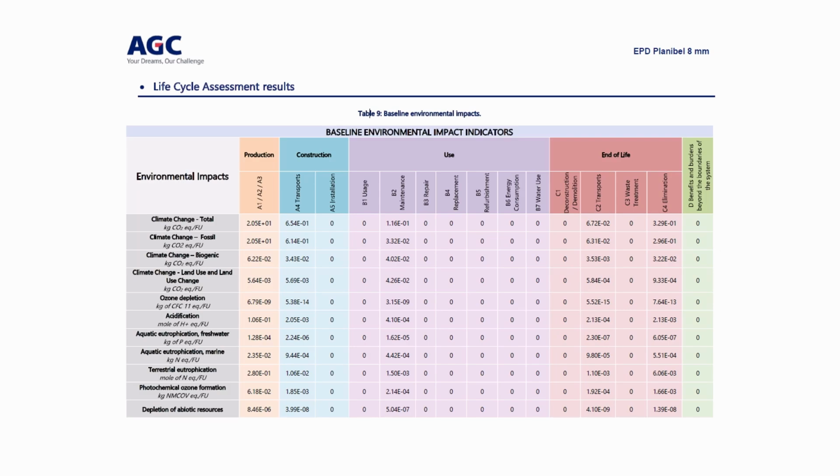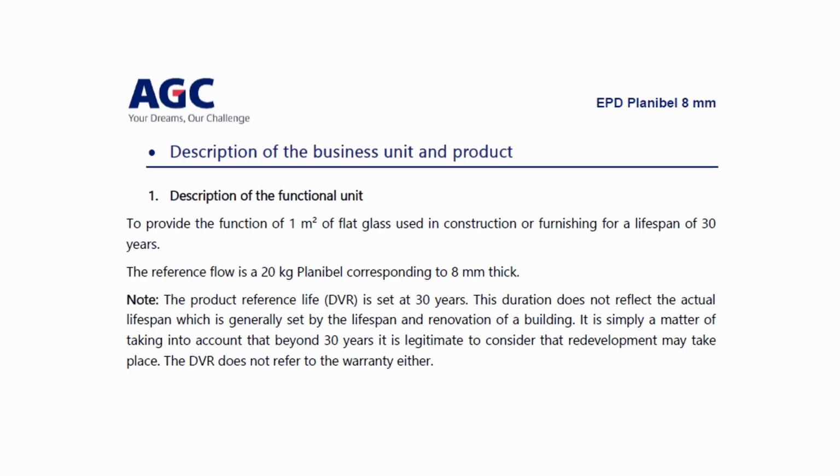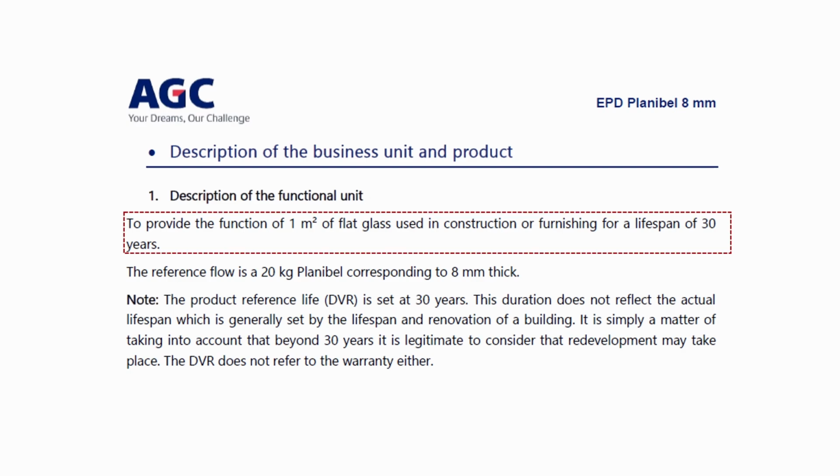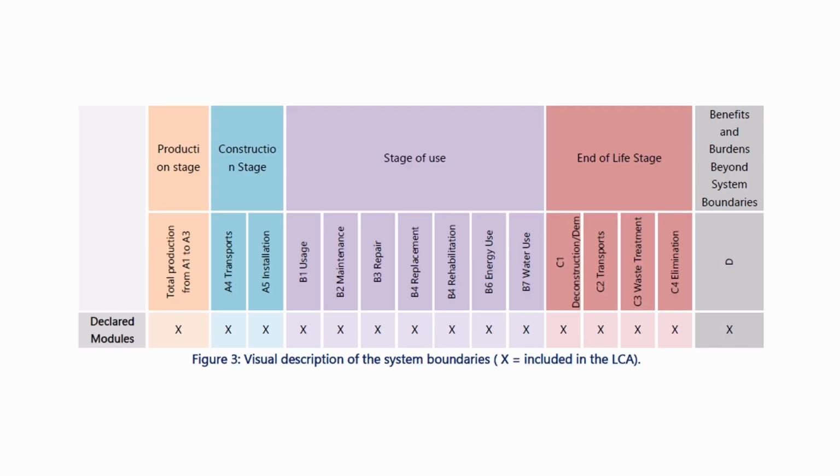In order to be able to read and correctly interpret the data in the EPD, it is important to look at the following parameters. The functional unit of the product, so the quantity of material being studied. In the glass case, it is often 1 square meter of float glass used in construction for a lifespan of 30 years. The modules of the life cycle not included in the analysis because irrelevant for the product or because the manufacturer decided to not include them in the analysis.